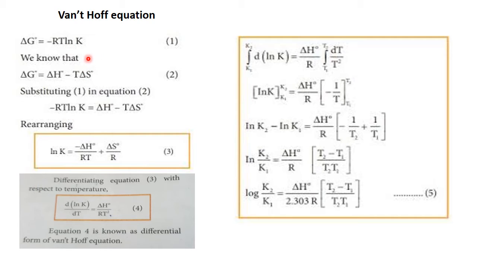This gives the relation between delta G, that is called the Gibbs free energy, standard free energy change, and the equilibrium constant K. So the Van 't Hoff equation gives the relation between delta G and K. Delta G0 is the standard free energy and K is the equilibrium constant.